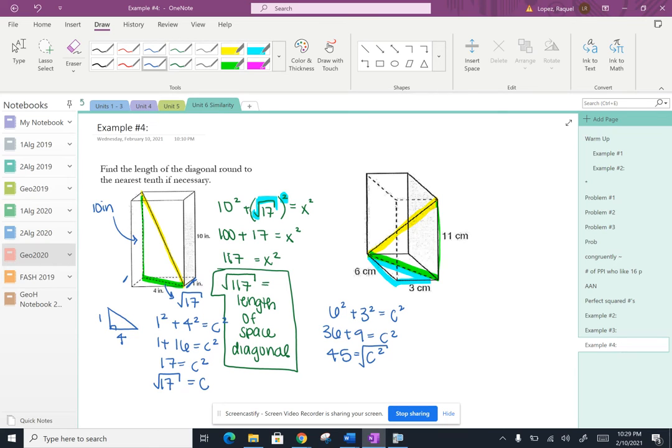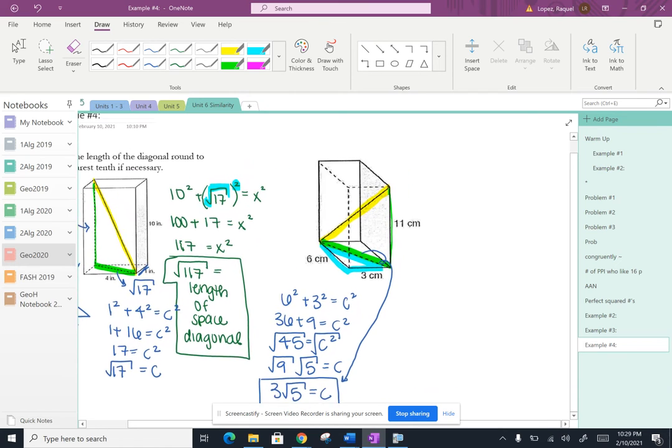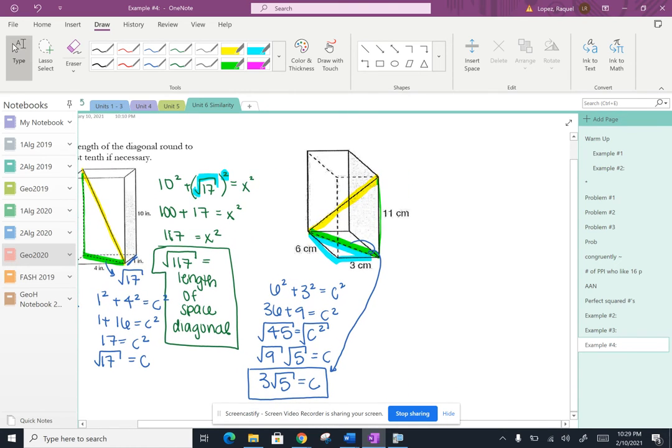And when we take the square root of 45, we can simplify that into root 9 times root 5 equals c. Square root of 9 is just going to be 3. So I'm left with 3 root 5 equals c. So the smaller leg of that green triangle measures 3 root 5. The other Pythagorean theorem that we're going to set up that will help us find the length of the space diagonal is going to be 3 root 5, we're going to square that, plus 11 squared equals, let's call the space diagonal y squared.